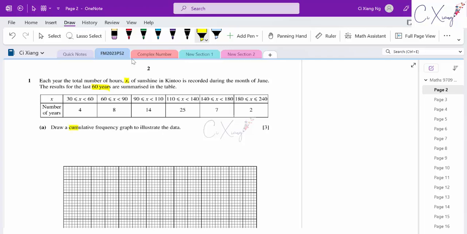So we need a cumulative frequency graph. For a cumulative frequency graph, the y-axis will be the cumulative frequency and the x-axis will be the upper class boundary. Therefore, before we start to sketch the graph, we need to list out the upper class boundary first, and then we also want to have the cumulative frequency.